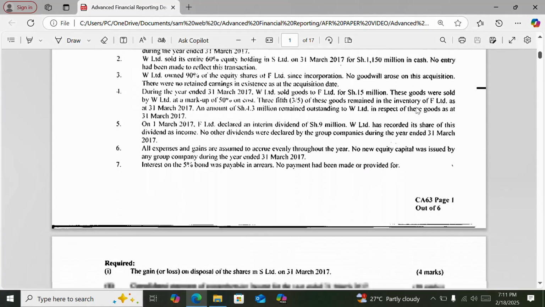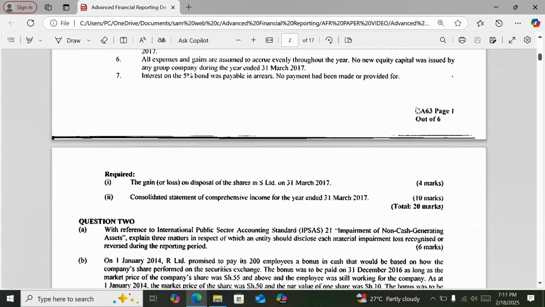In part B, they required the gain or loss on disposal of the shares in S Limited on 1st March 2017. Roman 2, the consolidated statement of comprehensive income for the year ended 1st March 2017.